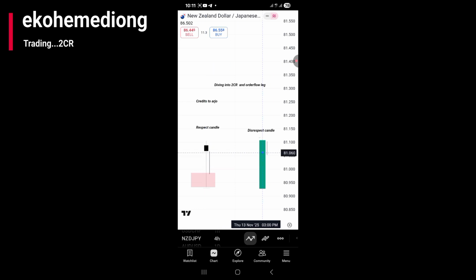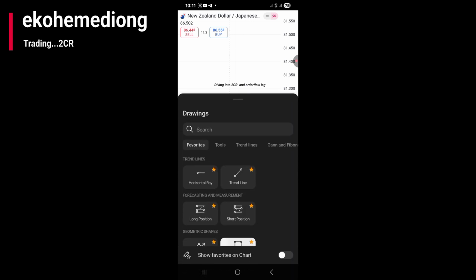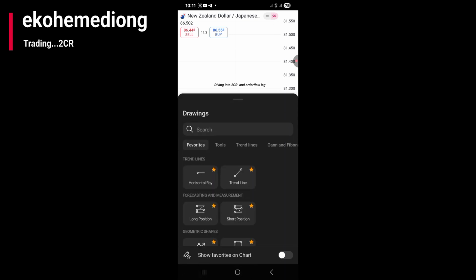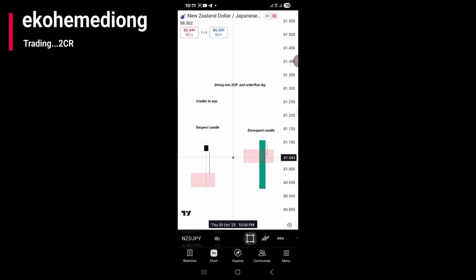Now, this is a bullish disrespect candle. Let's say we have a fair value gap here, or maybe a swing point, anything. Then you see this bullish candle running through it like this. It means that we are probably disrespecting that PD array.